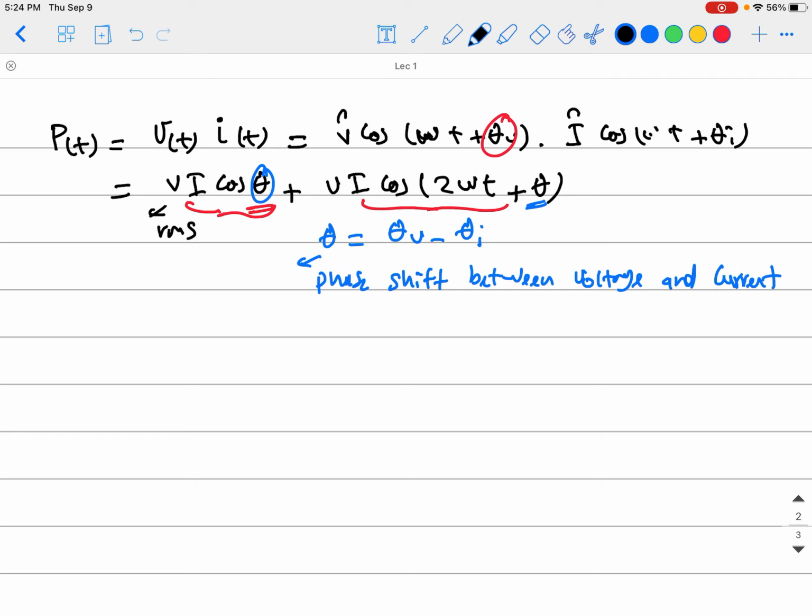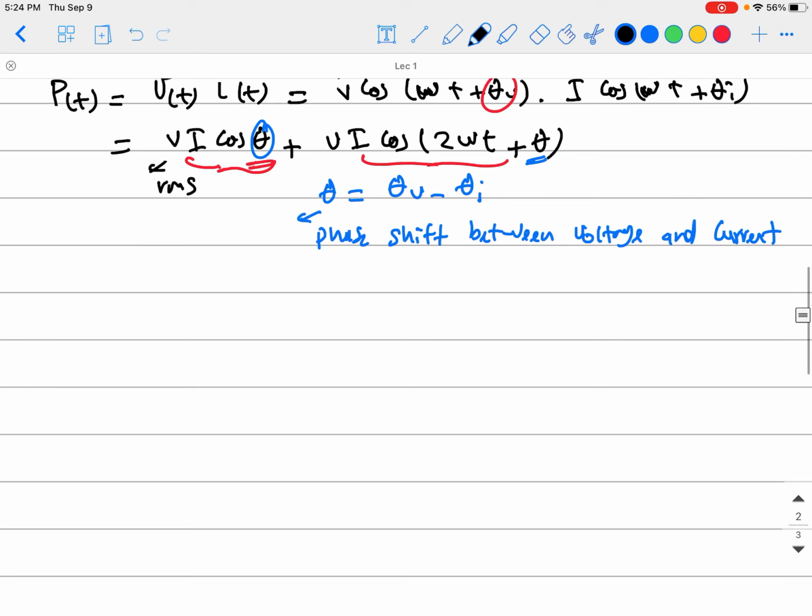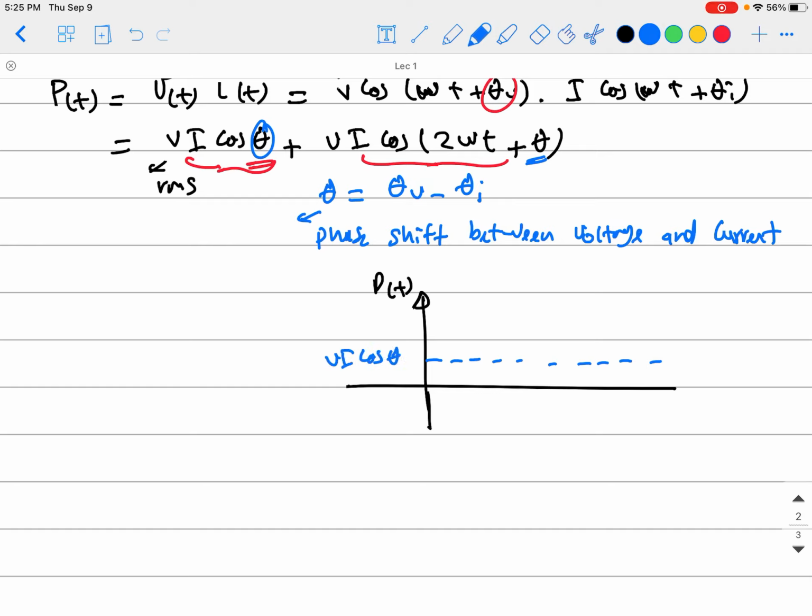So that's omega, okay? But this power has two parts, so if you're trying to plot it like that, it will have a fixed component, we call it a DC component, which is VI cosine theta, and then the rest is just alternating in double the frequency of the voltage and current, okay?